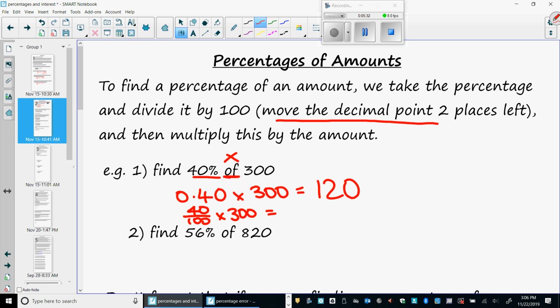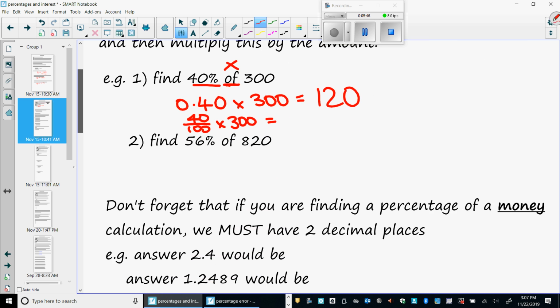With these kinds of questions, you need to look out to see if there's any units in the question. This one doesn't have any, it's just a straightforward 120. If it had kilograms, dollars, whatever, make sure you've got your units there as well. 56% of 820, and so Hannah, what would I do here? 56 over 100 times 820. Lovely.